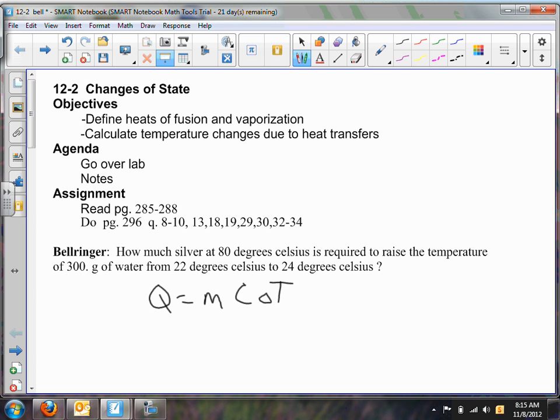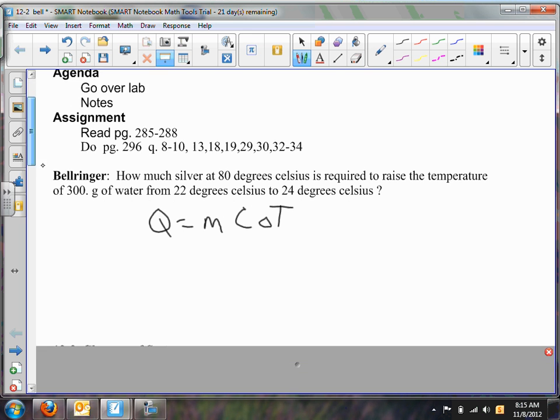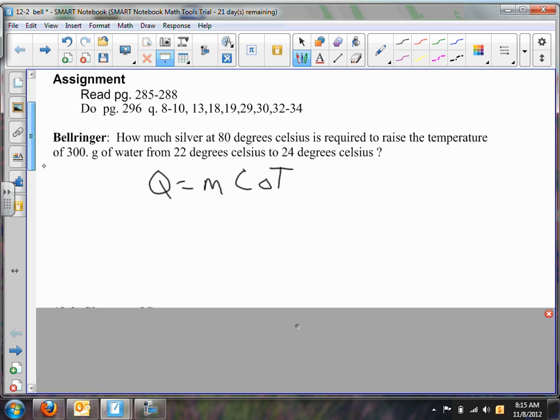So, section 12.2 deals with changes of state, and we'd like to discuss or define the heats of vaporization and heats of fusion, as well as calculate temperature changes due to heat transfers. Before we do that, let's do a little bell ringer review.